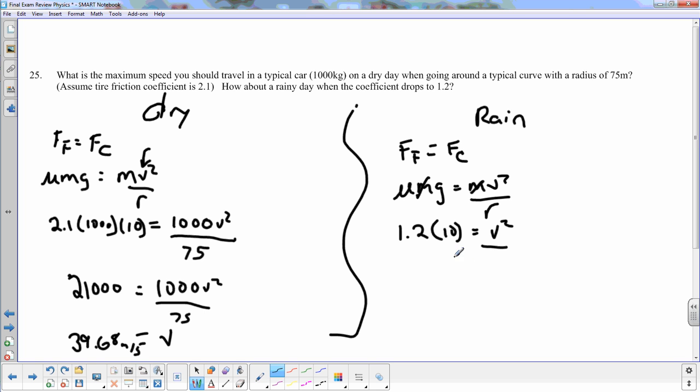Easy. A little bit more difficult just because the numbers are bigger, but you can see we cancel out the masses. It's the same thing. On a dry day, about 40 meters per second. On a rainy day, about 30 meters per second.